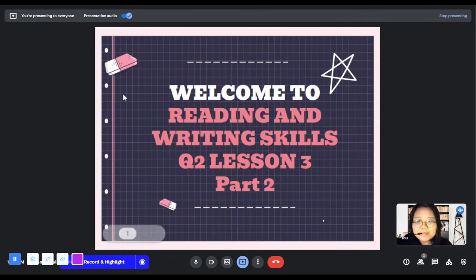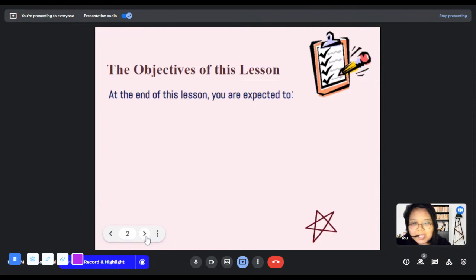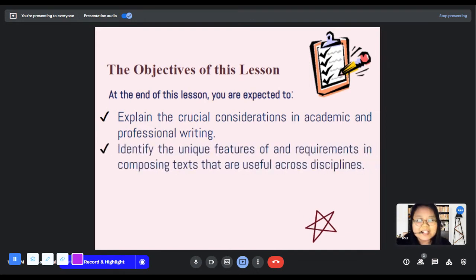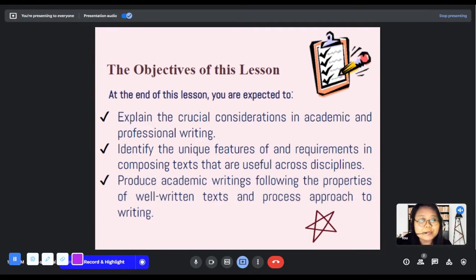Okay, let's begin by reviewing. What are the objectives of this lesson? The very first one is for you to explain the crucial considerations in academic and professional writing. Next is for you to identify the unique features of and requirements in composing text that are useful across disciplines. Produce academic writings following the properties of a well-written text and process approach to writing.